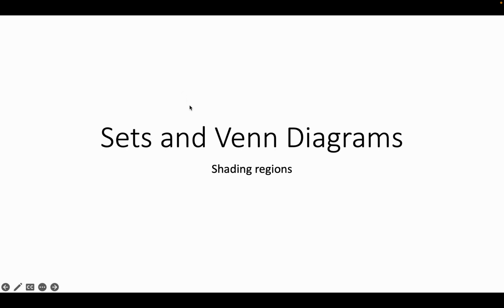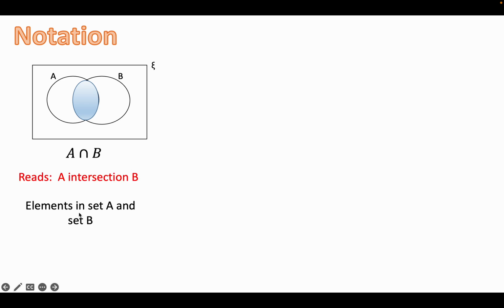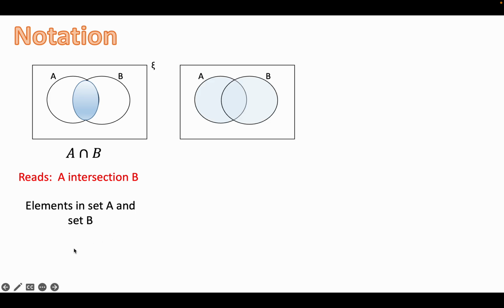In this video, we're going to go over sets and Venn diagram notation. So let's have a look at these particular sets and the intersect. The intersect of where A and B both cross over is called A intersection B, which means elements that are in both set A and in set B.